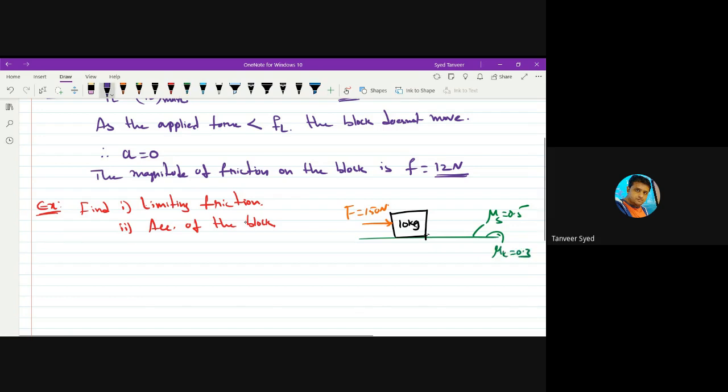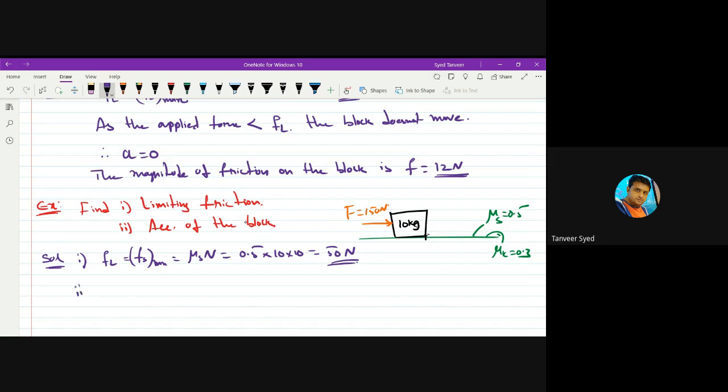Okay. Now, limiting friction. Maximum value of static friction, which is mu s into N. Mu s is 0.5. Normal reaction is weight. So 0.5 into 10 into 10, 50. 50 Newton is the limiting friction.